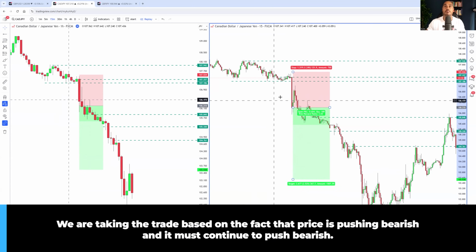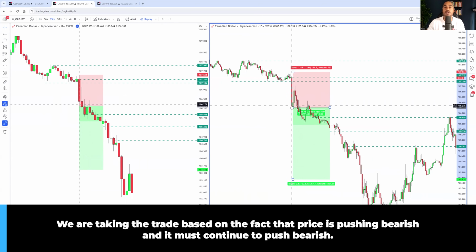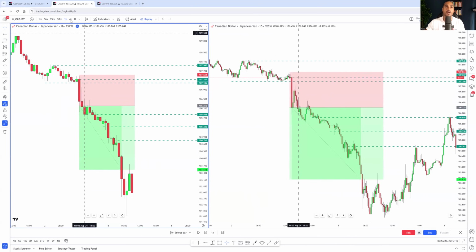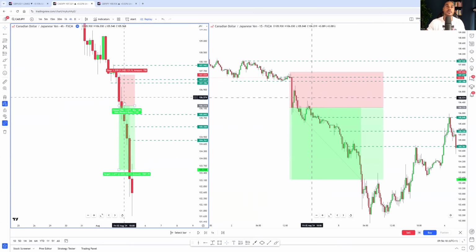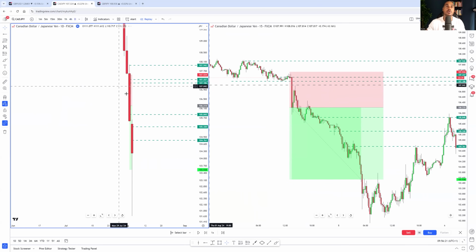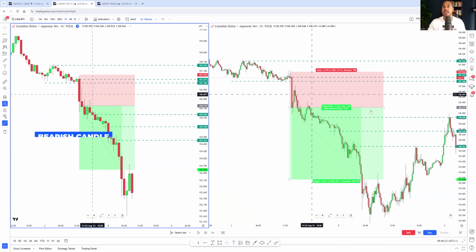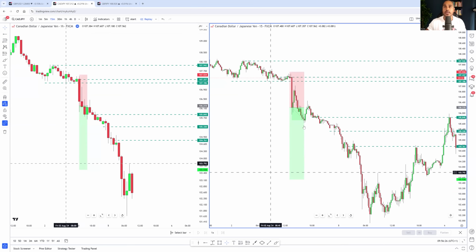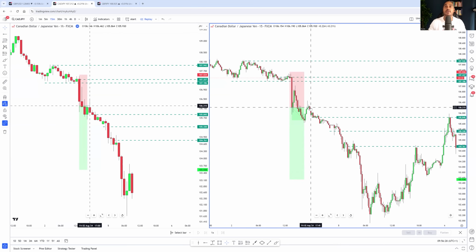We are taking the trade based on the fact that price is pushing bearish and it must continue to push bearish. Again, if we go over to the 4H, what do we see here? Bearish candle. If we go to the daily, what do we see here? Bearish candle.